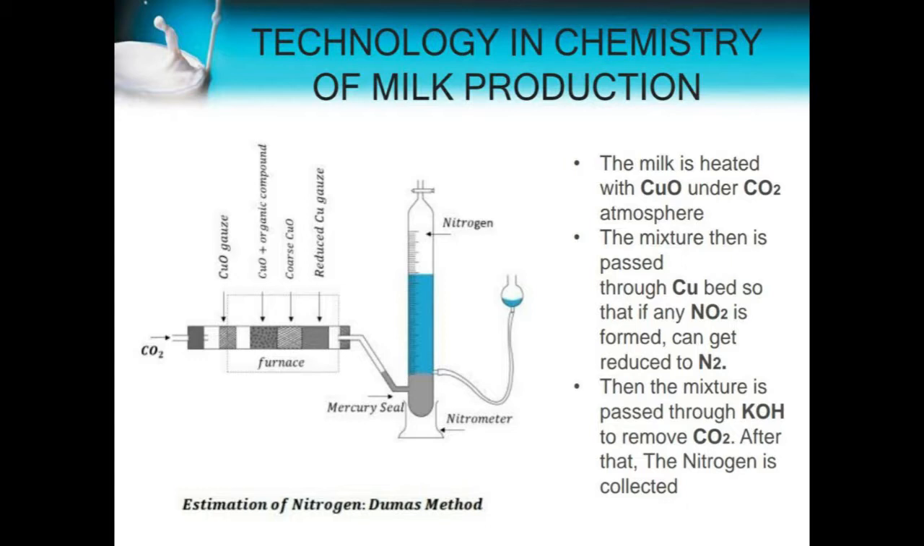The milk is heated with copper oxide under a carbon dioxide atmosphere, and then it is passed through the copper bed so that if any nitrogen oxide is formed, it can be reduced to nitrogen gas. And then the mixture is passed through potassium hydroxide to remove the carbon dioxide. After that, the nitrogen is collected.